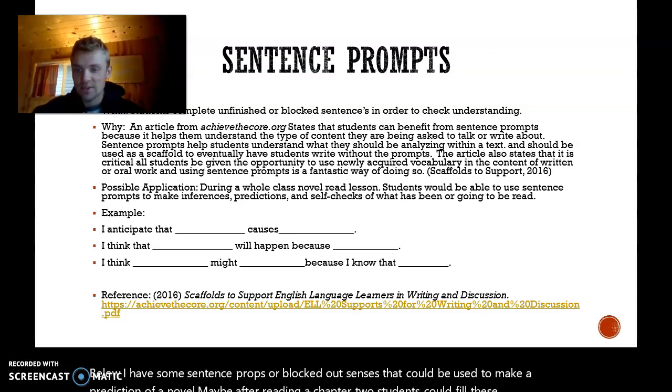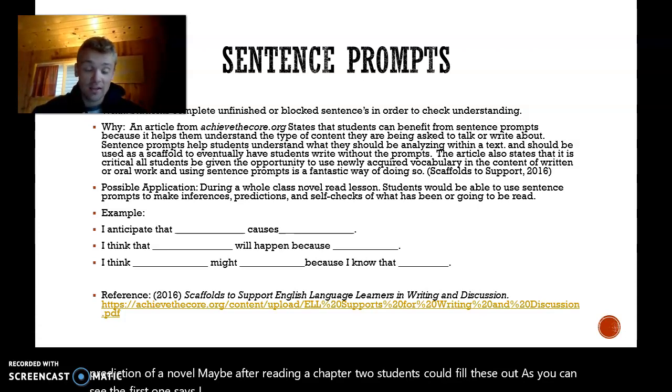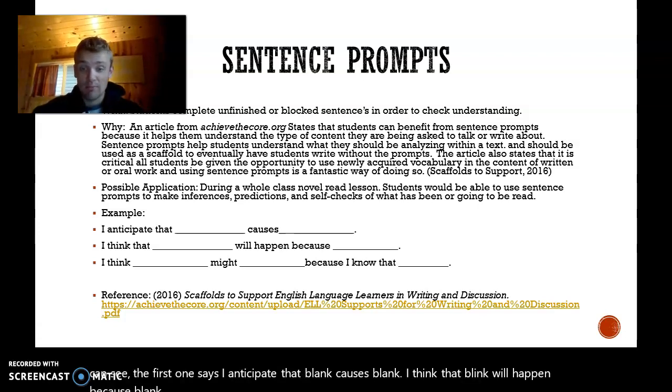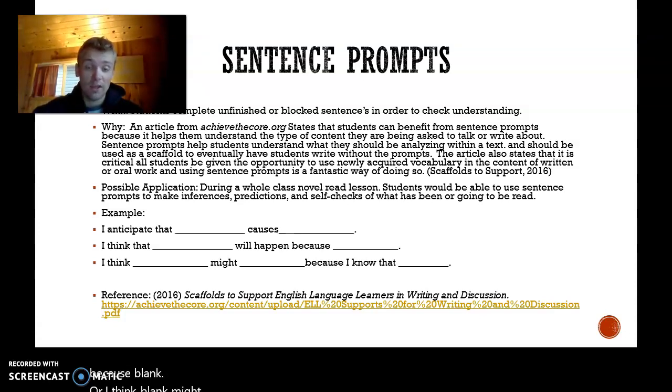As you can see, the first one says, I anticipate that blank causes blank. I think that blank will happen because blank, or I think blank might blank because I know that blank.